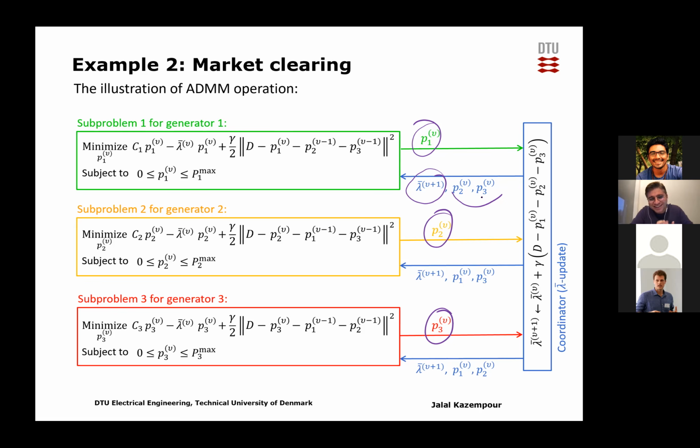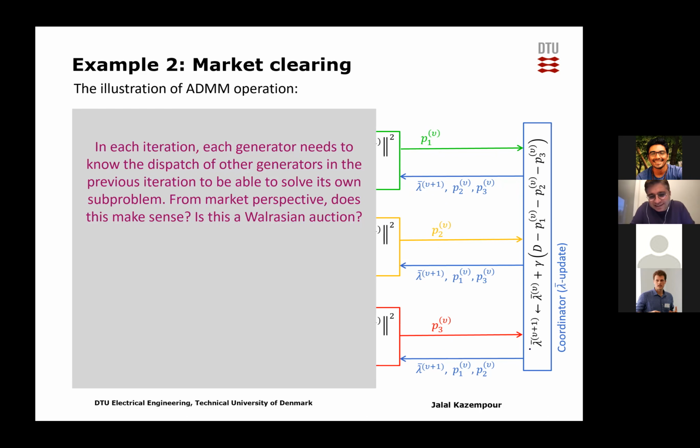Drake, a very good question. That's exactly one of my next slides. Drake asked, couldn't the coordinator just send D minus the total production of others? Yeah, very good. But, Drake, you're right, but it's still additional information compared to Lagrangian relaxation. So in each iteration, each generator needs to know more information. So is it really a Walrasian auction? I don't know. Maybe you can call it yes or say no. But what is clear is that we need more information to be exchanged.